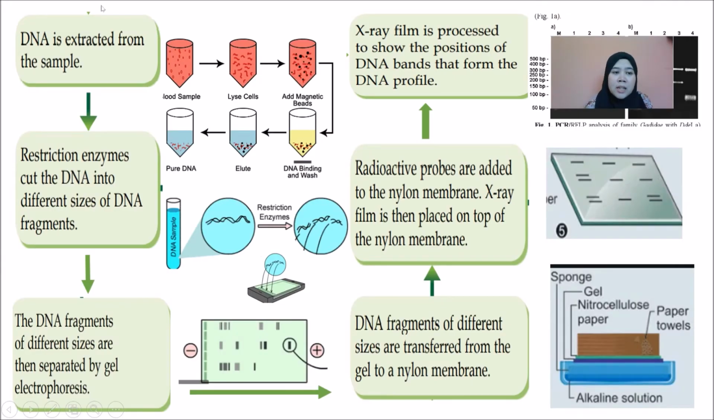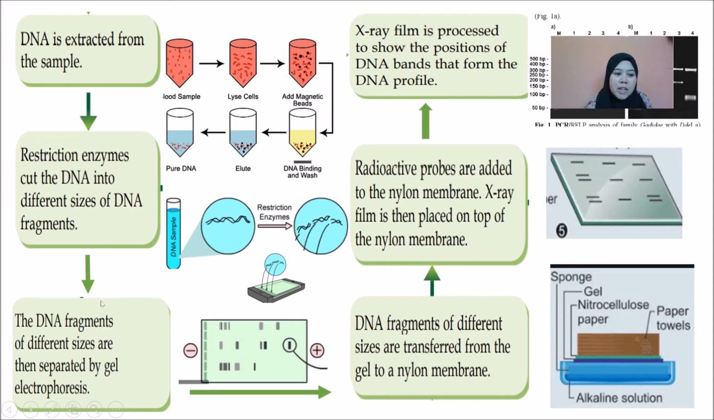Then, from the sample, we will extract the DNA. Some of the steps we'll use get a pure DNA from the sample. After that, restriction enzyme will cut the DNA into different sizes of DNA fragments. So from the pure DNA sample, restriction enzyme is used to cut the DNA fragment.